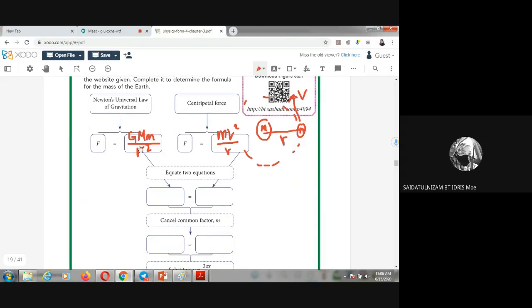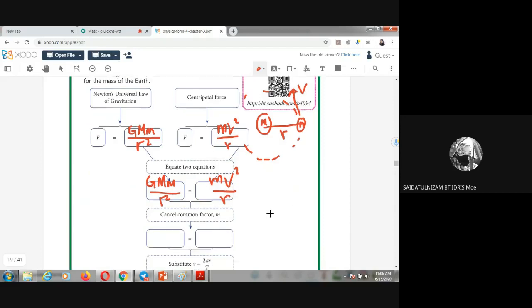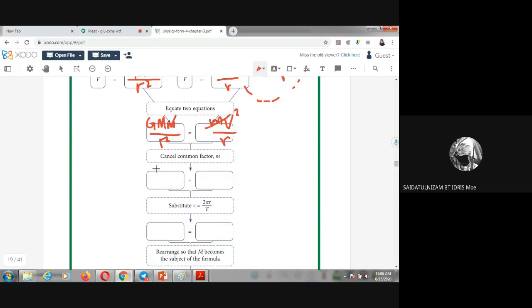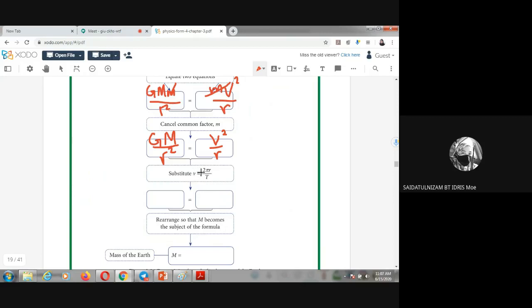So you equate two equation. Jadi force dengan force dah sama kan? Jadi samakan dua equation tu. So you akan tuliskan G M besar, m kecil over R square equal to m v square over dengan R. Okay. Cancel the common factor m. Jadi mass of moon kita dah cancel off sebab dia sama. Okay. Jadi kamu samakan persamaan, dia akan jadi G mass of earth divide dengan R square equal to v square over dengan R. Okay, substitute the velocity, linear velocity tadi equal to 2 pi R over T.